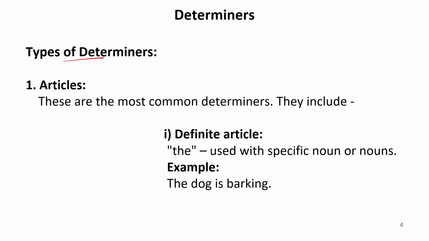So, we have several types of determiners. First type is articles. Now, we know well that articles are part of determiners, and an article is a single word which can be used before a noun. And for this as well, we necessarily need a noun, because if there is no noun in the sentence, there is no use of an article. If we want to use an article, a noun is compulsory in that sentence to which this article qualifies. Now, these are the most common determiners.